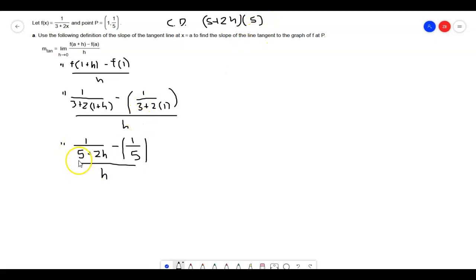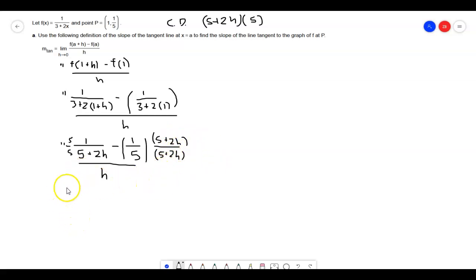All right, so in order to get the common denominator for the first fraction here, I'm just going to multiply that by 5 over 5. And for the second one, I'm going to multiply by the 5 plus 2h over 5 plus 2h. Hopefully you've seen this before. It should have shown up in both pre-calculus algebra and pre-calculus trig quite a bit.